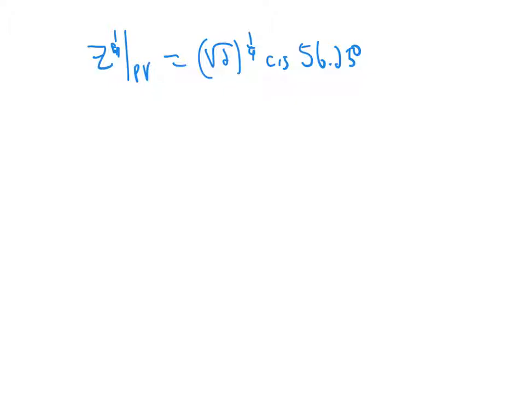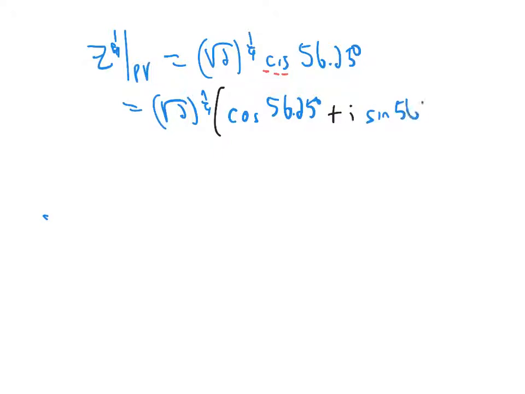So what we have now is really just an exercise in converting the cis stuff back into rectangular things. So we remember that this is going to come for a ride, and it's just inconvenient. That cis literally means cosine plus i sine. So we're going to have cosine 56.25 degrees plus i times sine of 56.25 degrees.